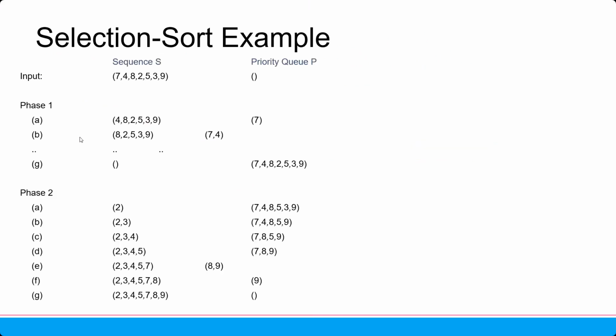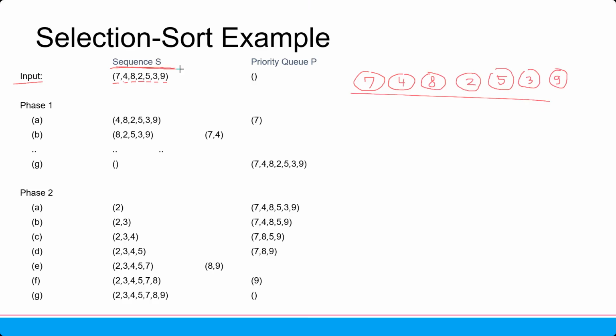Now let's see this example. So I have a sequence. The sequence is 7, 4, 8, 2, 5, 3, 9. So if I have a new element 7, and then a new element 4, I put it after 7. A new element 8, I put after 4. A new element 2, a new element 5, a new element 3, a new element 9. So this will be the sequence.